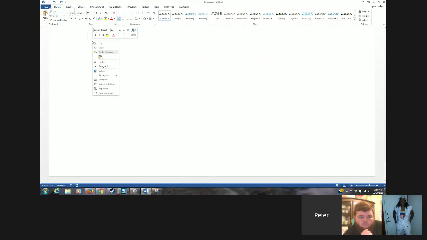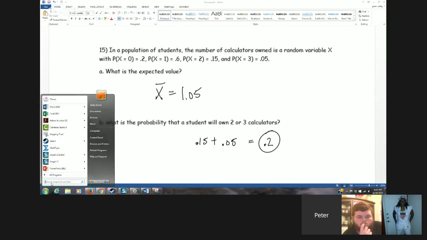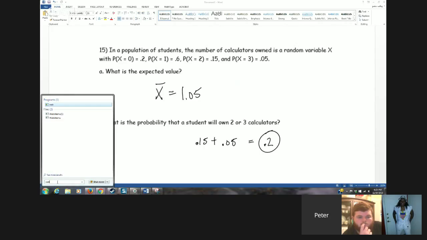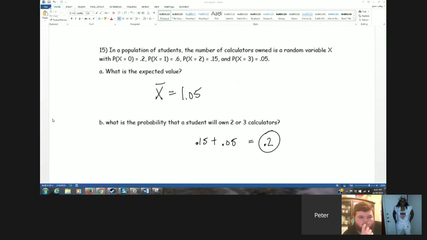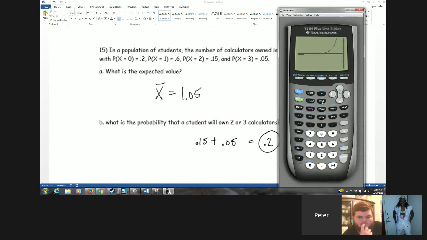All right, okay, so number 15: in a population of students, the number of calculators owned is a random variable. What is the expected value? For something like this, we want to go to our calculator, and I luckily have one that I can play show and tell with. From here, I want to go to Stat Edit, and let me get rid of my other stuff. Hopefully this doesn't go glitchy on me.